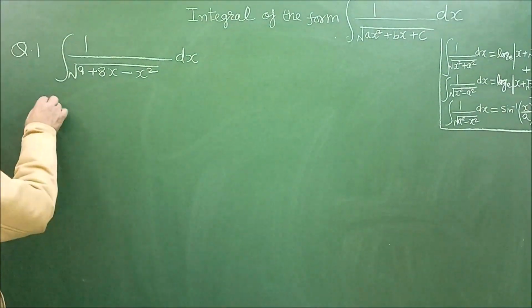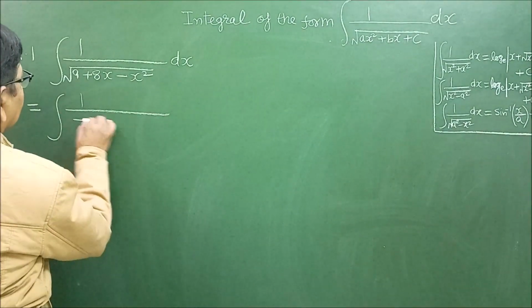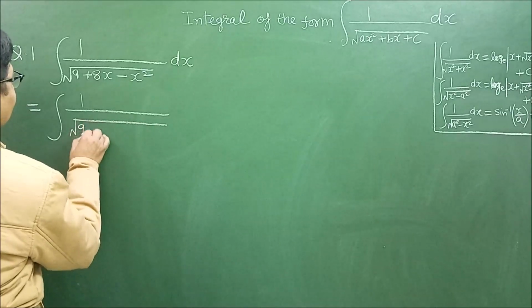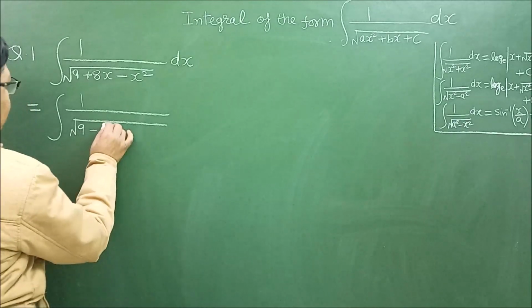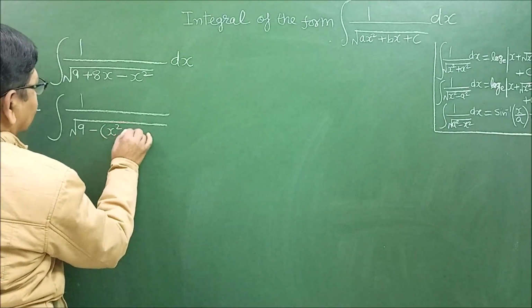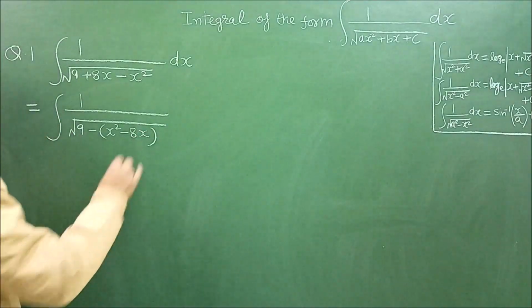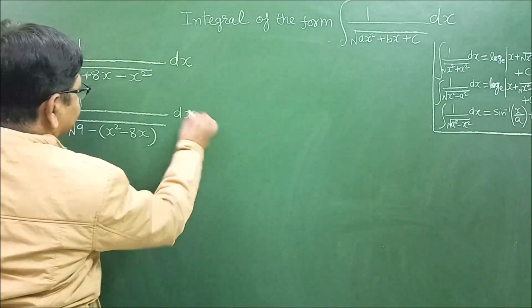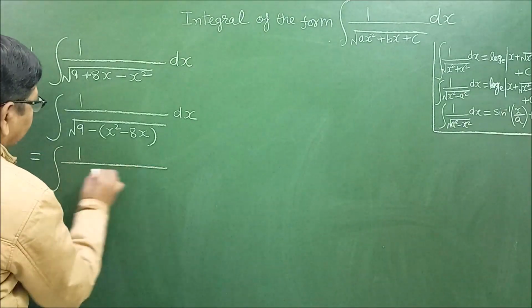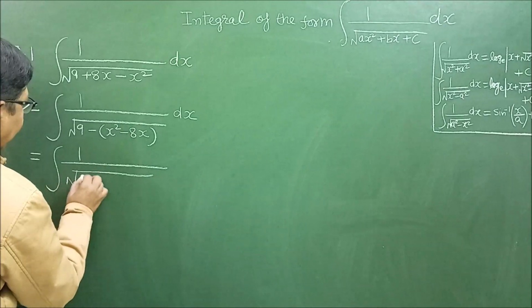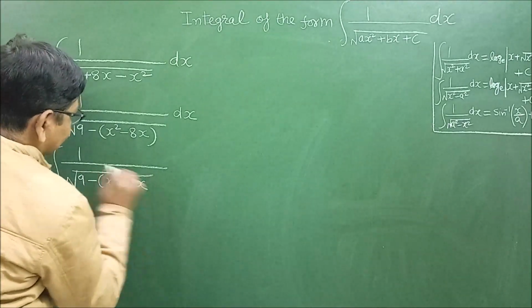So this is equal to the integral of 1/√(9 + 8x − x²). From these two terms take the minus sign common so that x² becomes positive. Now this is equal to 1/√(9 − (x² − 8x)) dx.